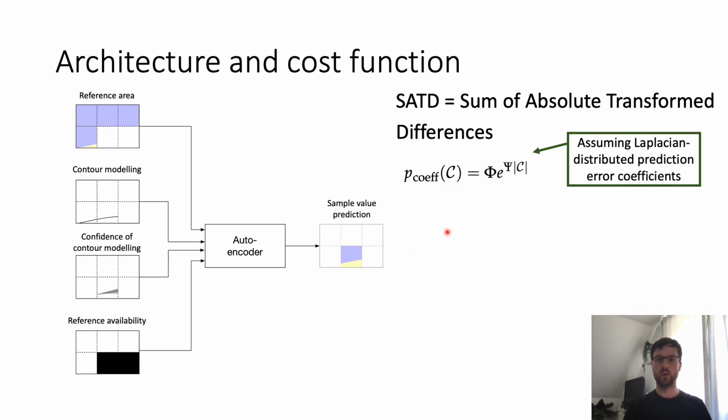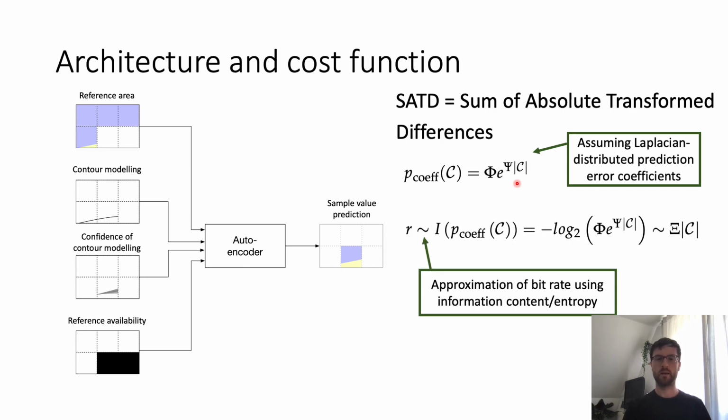For the rationale behind this, we are assuming that the coefficients, denoted as C, are roughly Laplacian distributed, which can be modeled as in this equation. Then we can approximate the rate for an individual coefficient as the information content, which is formulated as this, in essence proportional to a constant multiplied by the absolute value of the coefficient. And if we consider not only the rate for an individual coefficient, but for all of them, we can formulate that the entropy of these coefficients is proportional to the sum of the absolute transform differences. Hence, this is a suitable cost function.